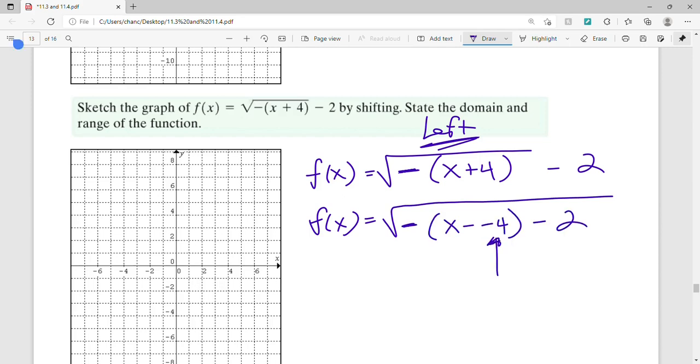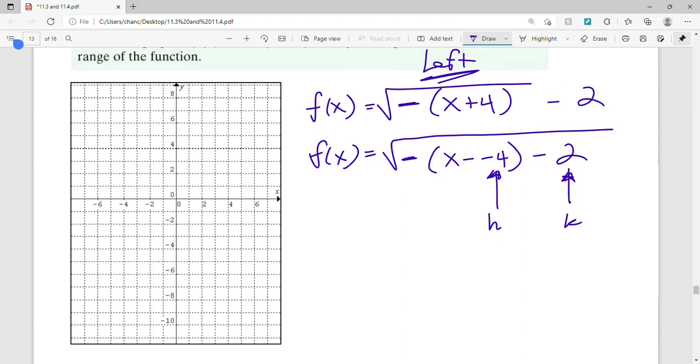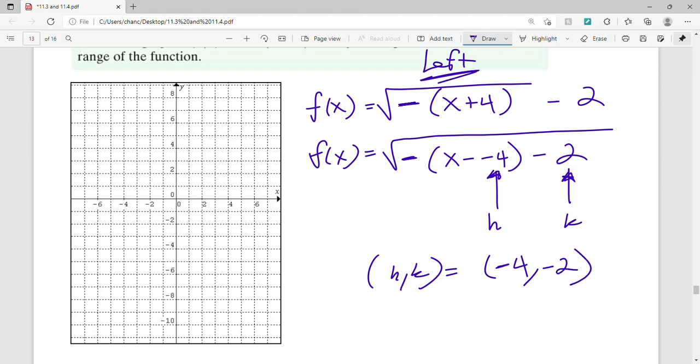So this is my h, and this is my k. So the endpoint, let's write the endpoint, h comma k, is -4 comma -2. So that is the endpoint. But remember, this faces to the left. So we're going left 1 up 1 and left 4 up 2. So the endpoint is easy to find, but this time it's facing to the left, because of that negative right here inside the radical, forcing our graph to face left.